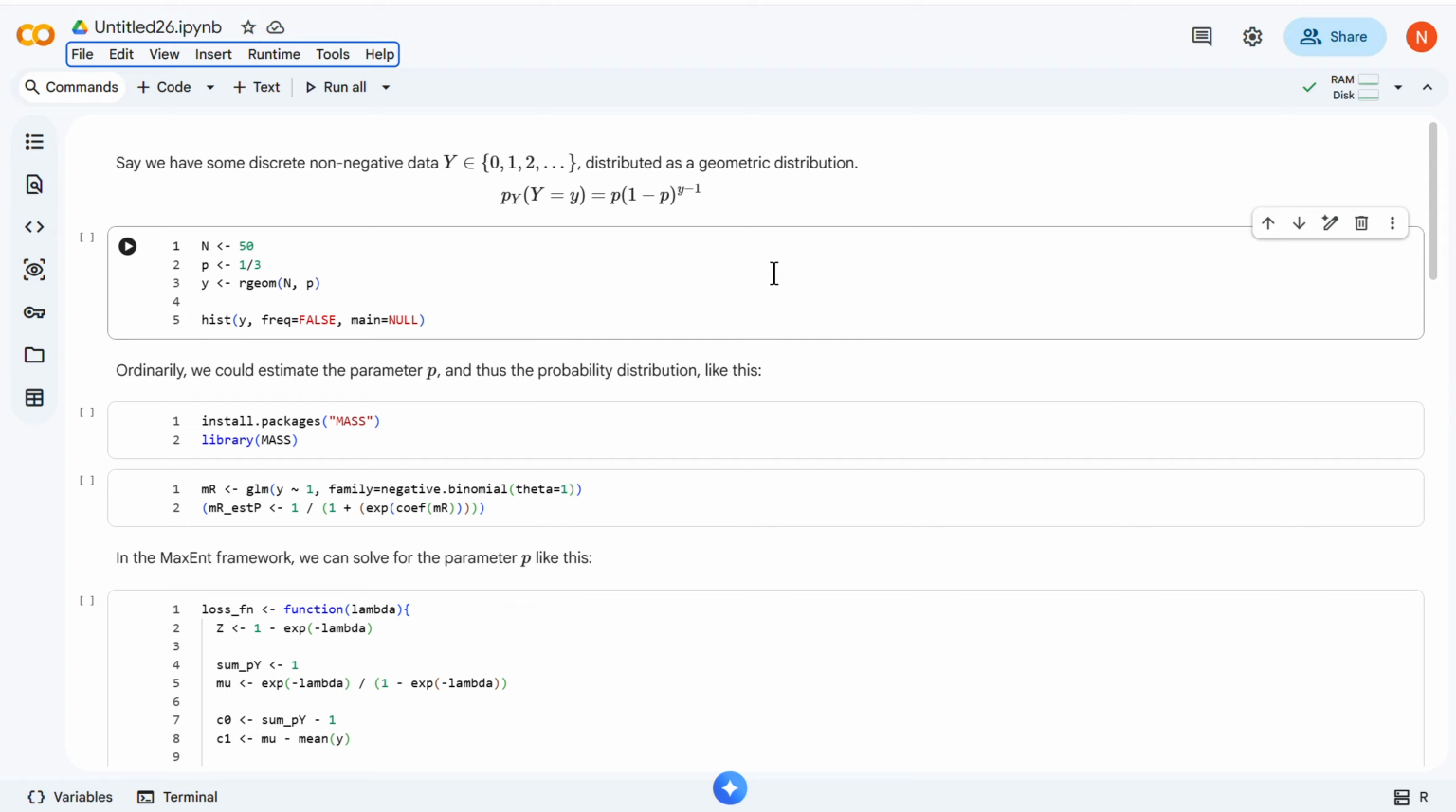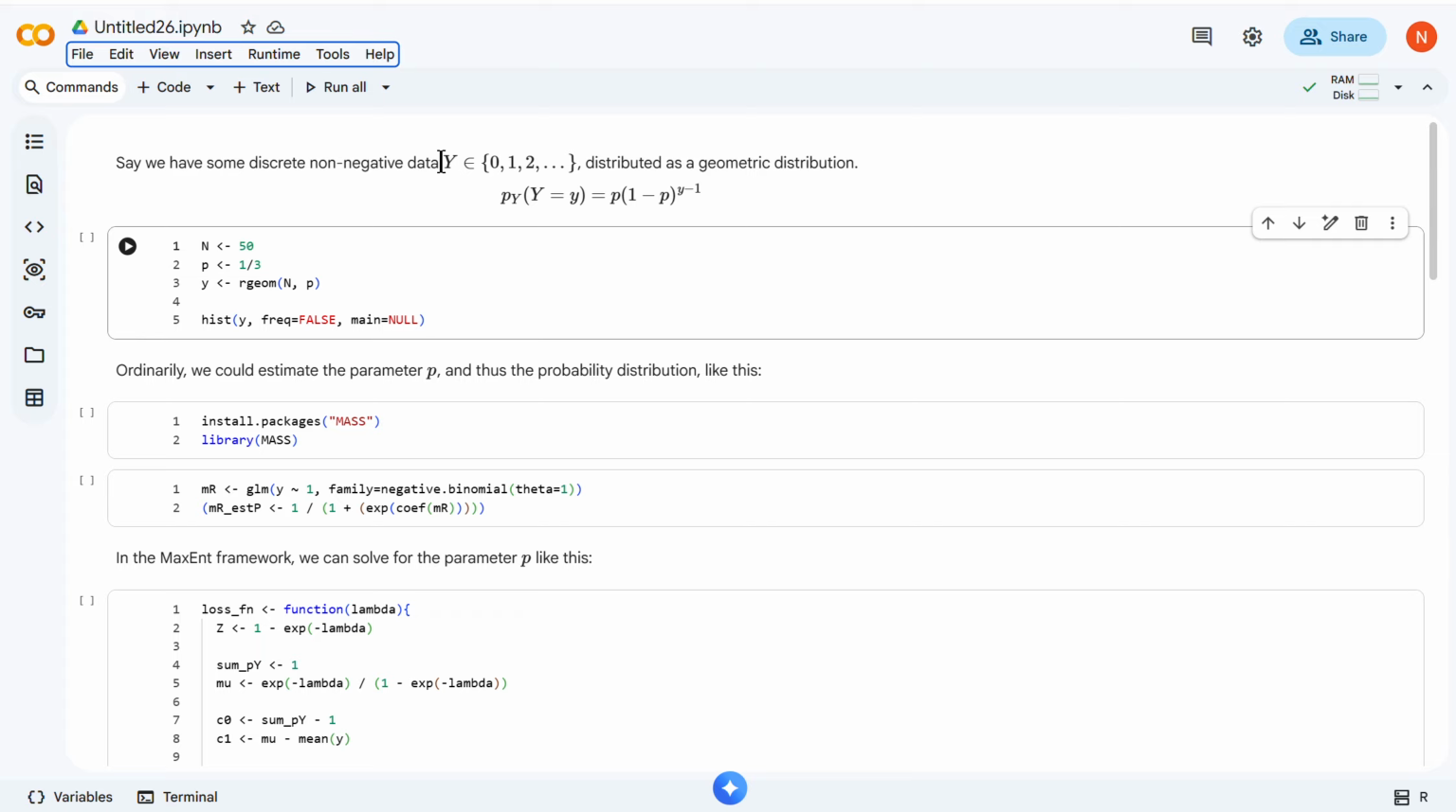Okay, so say that we have some data, and right now we're going to use data that is discrete and non-negative, so we can have values from 0 to any arbitrary number, as long as it's an integer: 0, 1, 2, 3, 4, and so on. And we're going to stipulate right here that it's distributed as a geometric distribution, and that distribution is shown below.